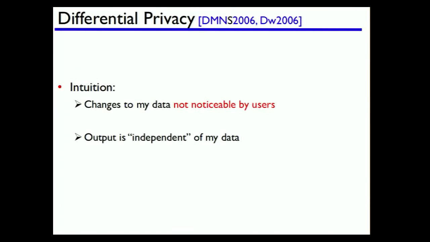Okay, so the intuition is that I'm going to try to define privacy in the following way. Changes to my data, meaning a particular person's data, should somehow not be noticeable to users on the outside of the system. Okay, and what we'd like to enforce, really, is that in some sense the output is independent of any individual's data. Okay, although that's a more problematic interpretation.